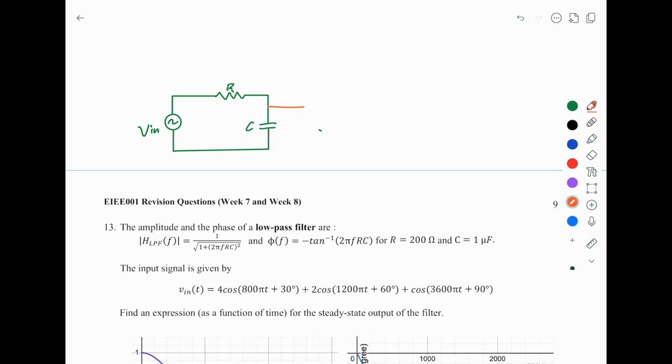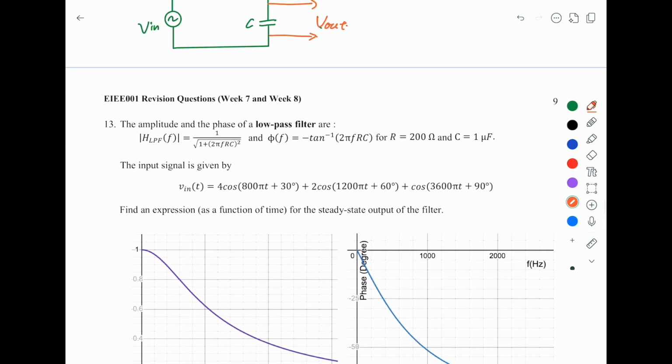Here is an RC circuit. If we get the signal from the capacitor, this is V out, this will behave as an RC low pass filter. It means the low frequency component will pass through, whereas the high frequency component will be cut off or attenuated. So the transfer function can be written as this. This is the amplitude, and this is for the phase.